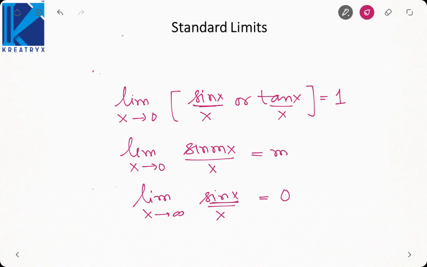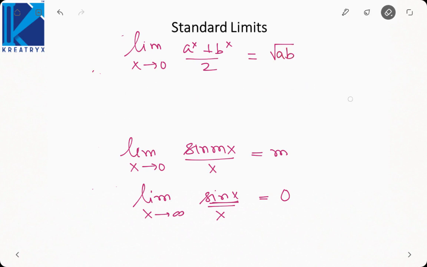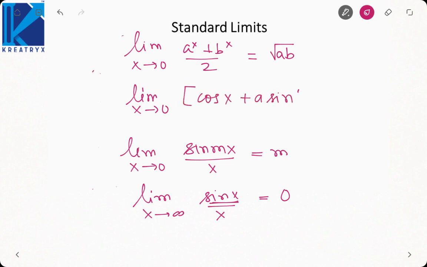Then the limit as x tends to 0 of (a^x + b^x)/2 will come out to be √(ab), that is, the geometric mean of both the values. The next limit is the limit as x tends to 0 of (cos x + a sin bx)^(1/x). It will come out to be e^(ab).